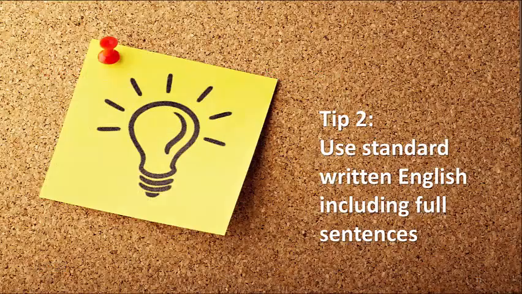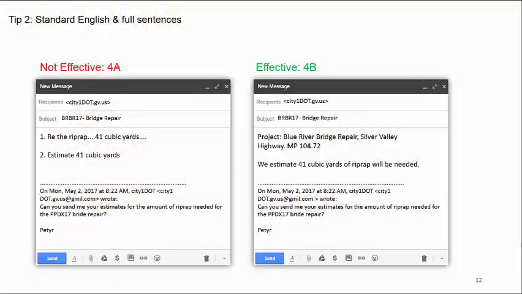Tip 2. Use standard written English, including full sentences. A busy recipient wants to be able to open the email, read it fast, and immediately know what it refers to, and reopen it 2 weeks later and still know what it means. You will make it easier on your reader by using standard written English and full sentences. As with your writing, be precise and concise with your wording.